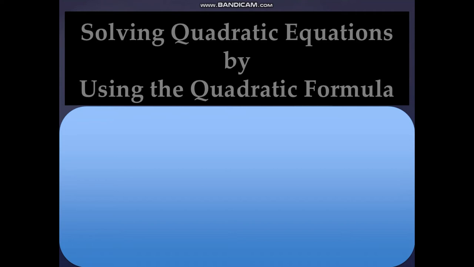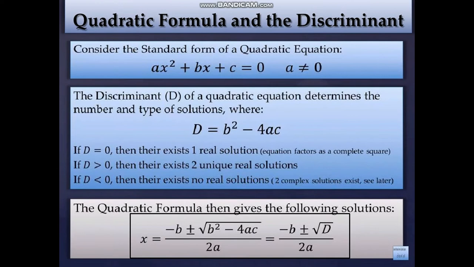In this video, we will learn solving quadratic equations by using the quadratic formula. Quadratic formula and the discriminant. Consider the standard form of quadratic equation ax square plus bx plus c equals 0 where a is not equal to 0. The discriminant D of a quadratic equation determines the number and type of solution, where discriminant D is equal to b square minus 4ac.